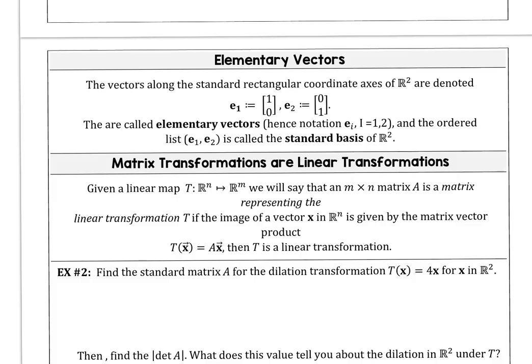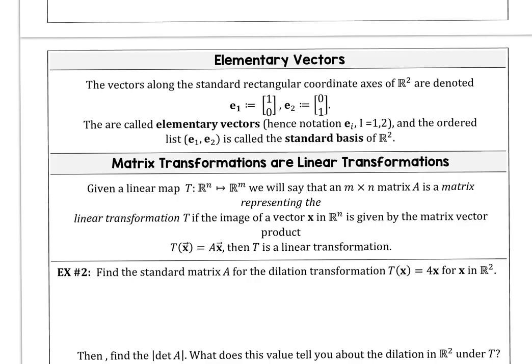The vectors along the standard rectangular coordinates in 2-dimensional space are noted with E sub 1 is 1, 0, and E sub 2 is 0, 1. So this is in the X direction, and this E sub 2 would be in the Y direction. That's why we're calling them the ordered list. E sub 1, E sub 2 is going to be called the standard basis of 2 dimensions.